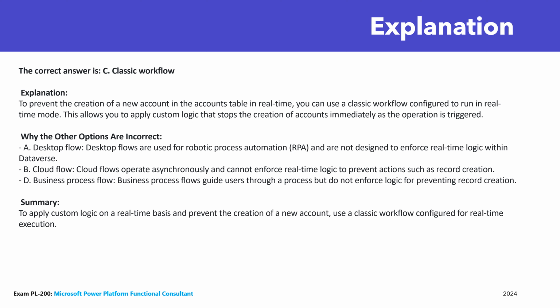Why the other options are incorrect. A, desktop flow. Desktop flows are used for robotic process automation, RPA, and are not designed to enforce real-time logic within Dataverse. B, cloud flow. Cloud flows operate asynchronously and cannot enforce real-time logic to prevent actions such as record creation. D, business process flow. Business process flows guide users through a process but do not enforce logic for preventing record creation.